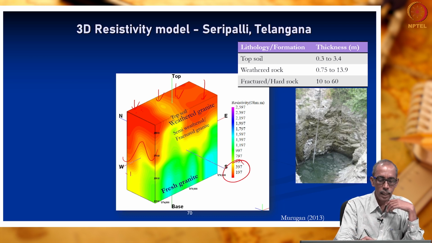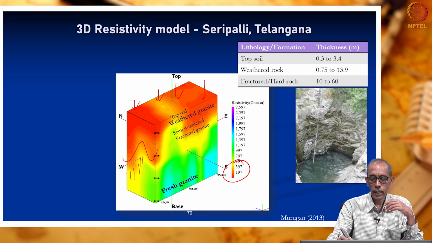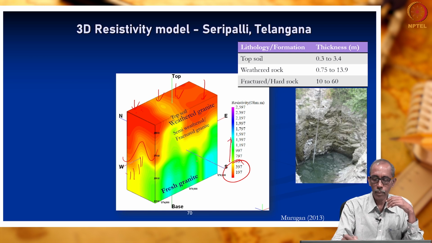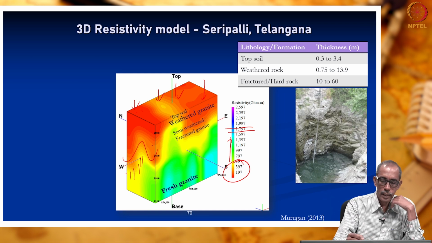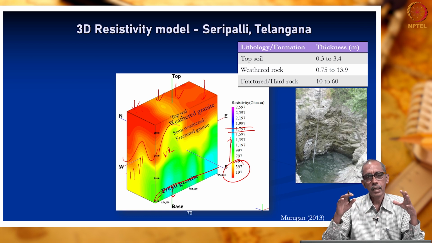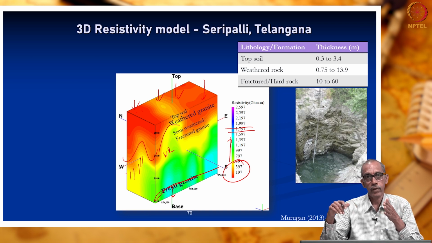A little bit beneath that, resistivity is slowly increasing, right. Somewhere at the bottom, resistivity goes up to nearly 1500 to 1700, indicating that right at the bottom we have reasonably fresh or fractured granite. Here we have soil, then weathered rock maybe up to this depth, followed by comparatively fresh granitic rock.